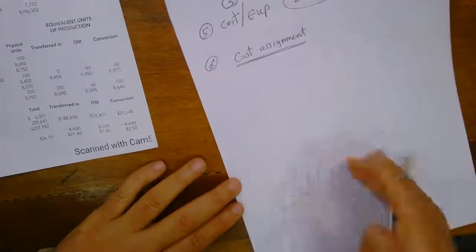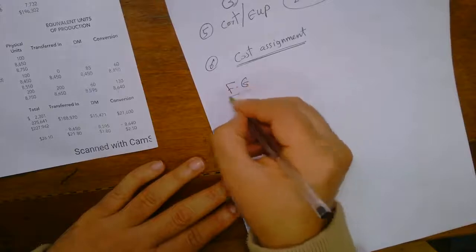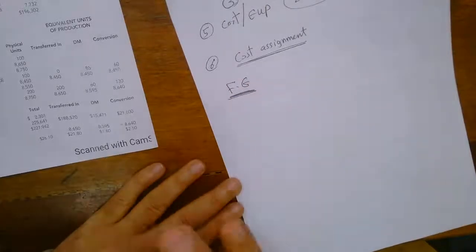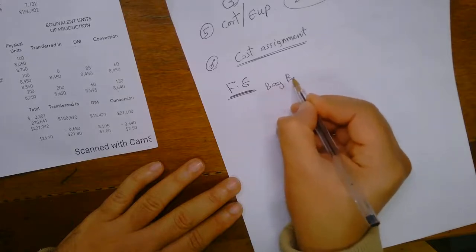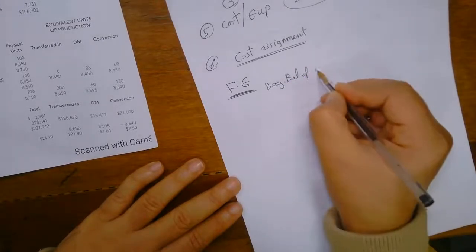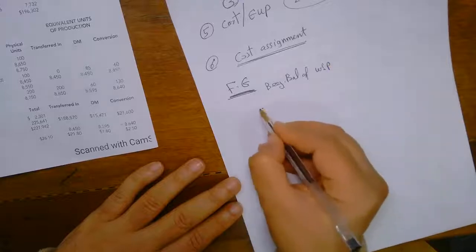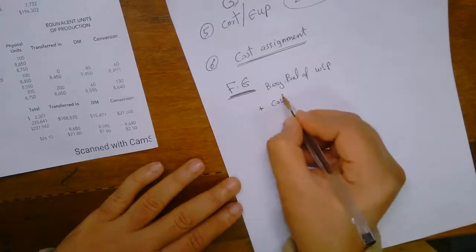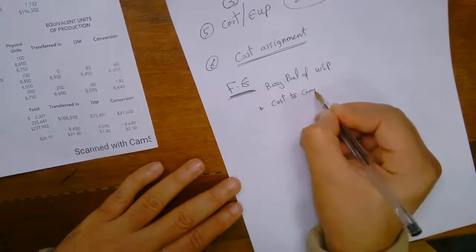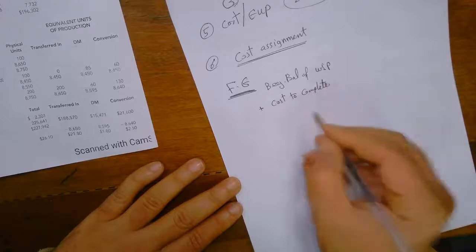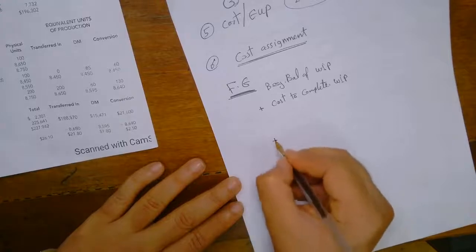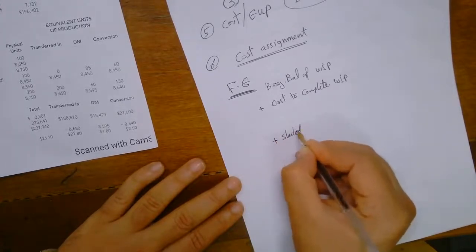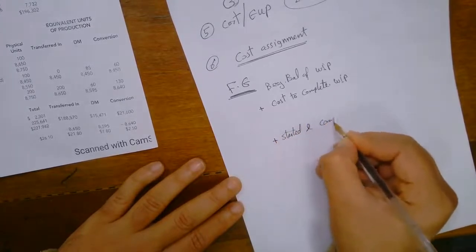Cost assignment. Finished goods has 3 parts: beginning balance of work in process, plus cost to complete beginning work in process, plus started and completed.